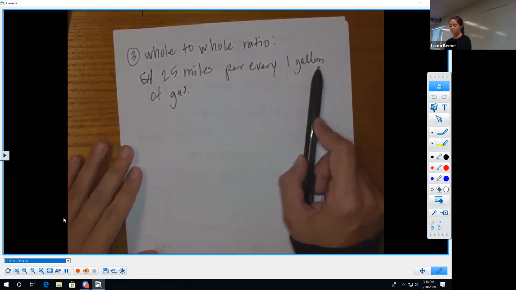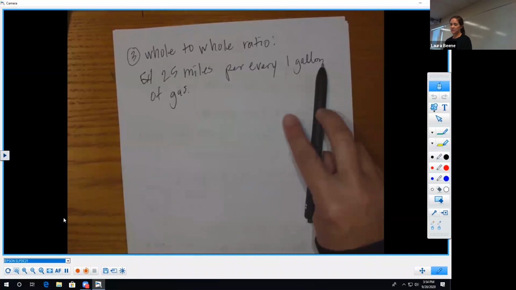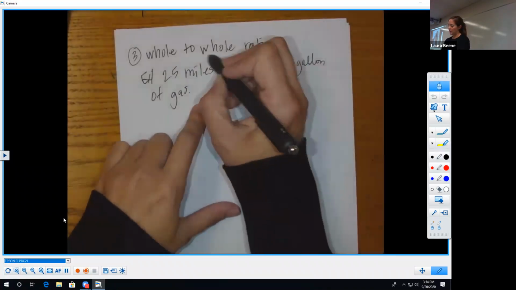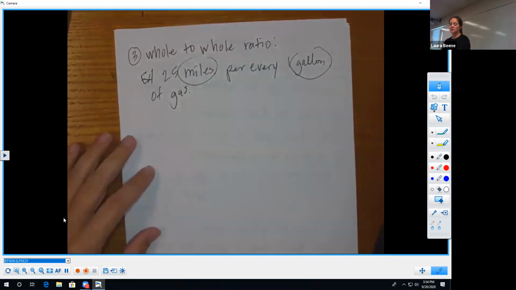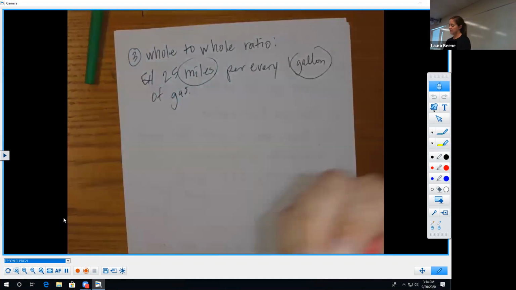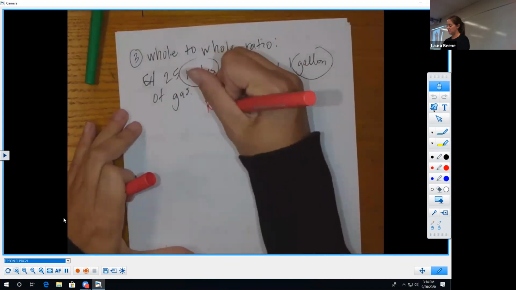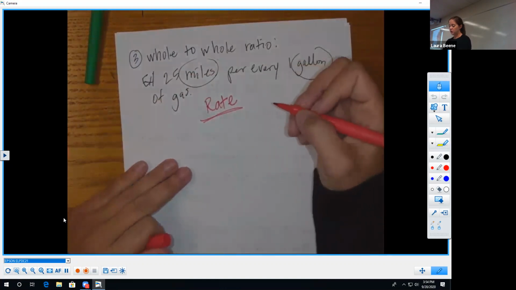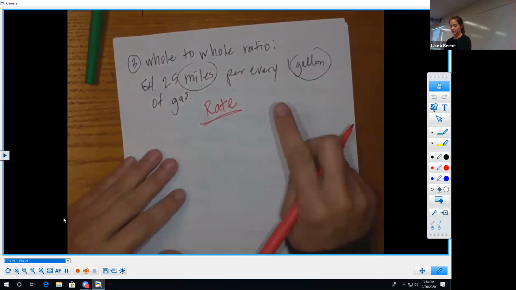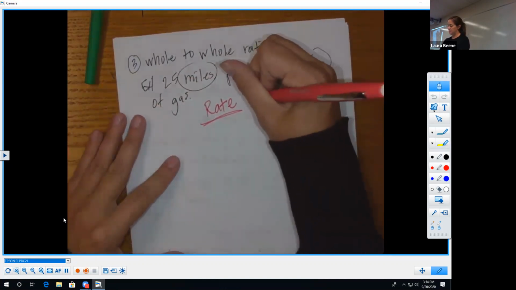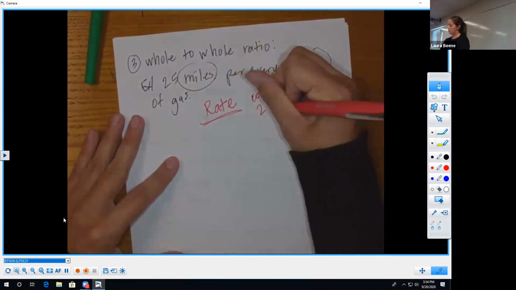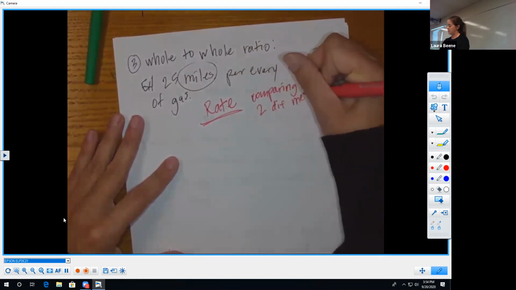This is a situation where you would not use a fraction because it doesn't really make sense, because the units are different, the miles and gallon. Okay, so this is actually called a rate, and this specific one is a unit rate, and we'll talk about that a little bit more. So a rate is when you have two different measurement types. So we're comparing two different measurement types.